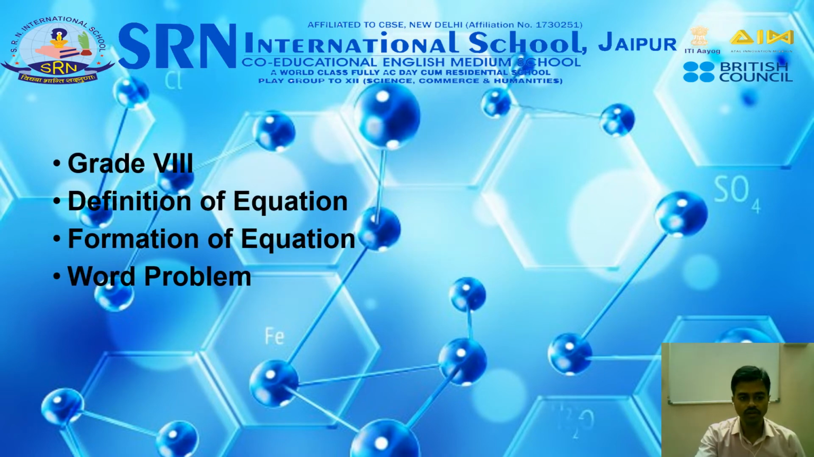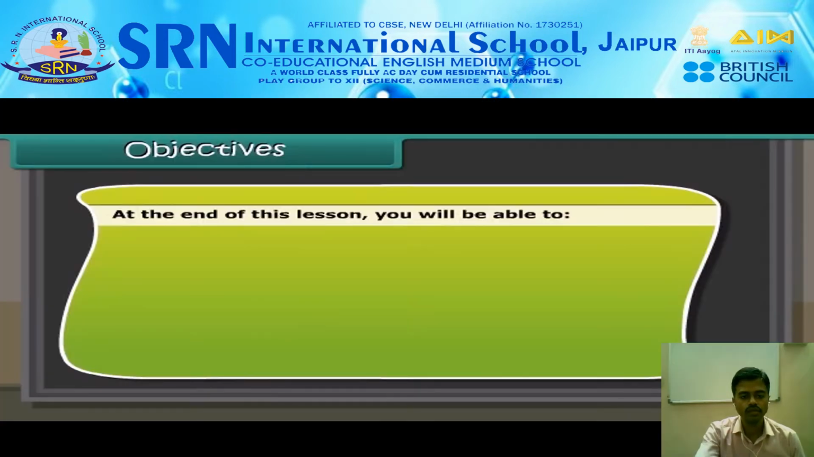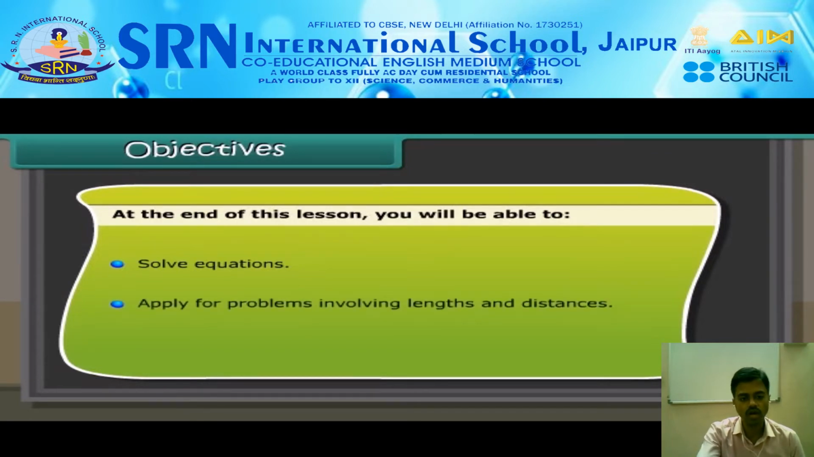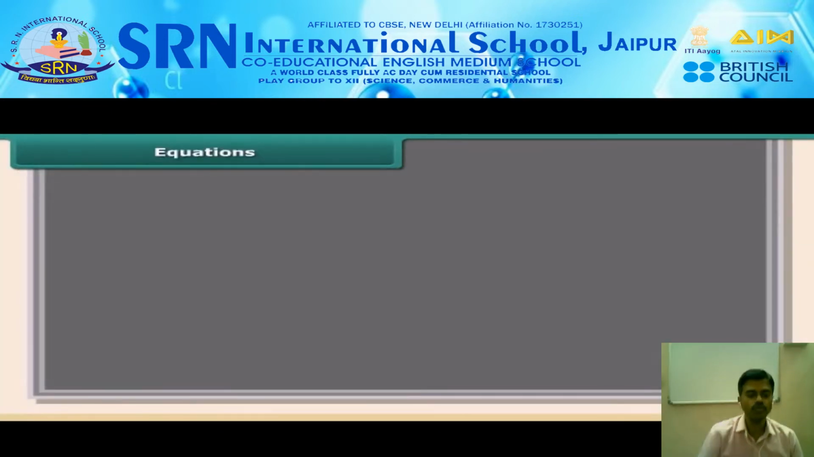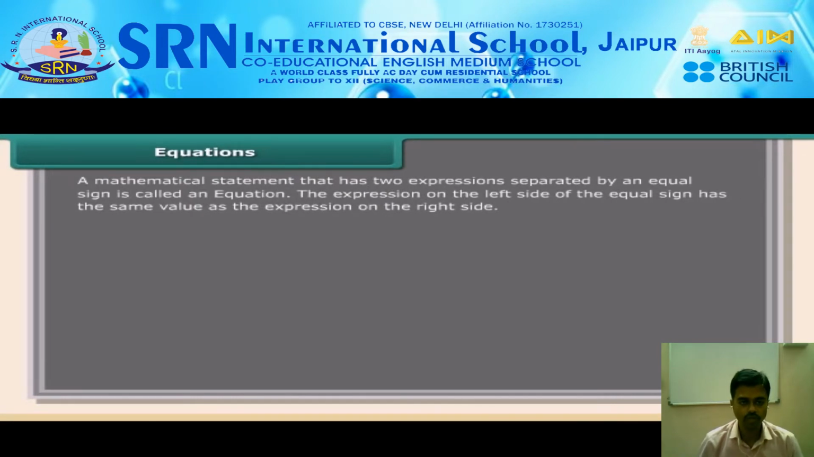Today we will cover the following topics: the definition of equation, formation of equation, and then finally we will talk about word problems. The objective of this chapter or this video is to make you understand what a linear equation of one variable is, how to solve the equations, and how we apply them to problems involving length and distances. So in this video, first we will learn about equations.